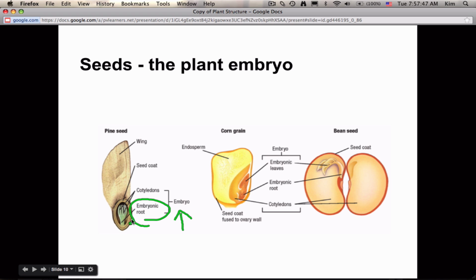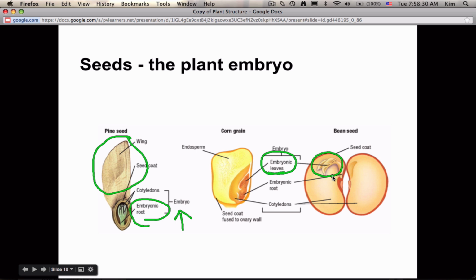It has a seed coat that protects that embryo, and gymnosperms tend to have an adaptation. This particular one is called a wing, on a pine seed, and this allows it to be dispersed by air or wind. Then we have the monocot and the dicot, and they have the embryonic leaves. You can see these here.